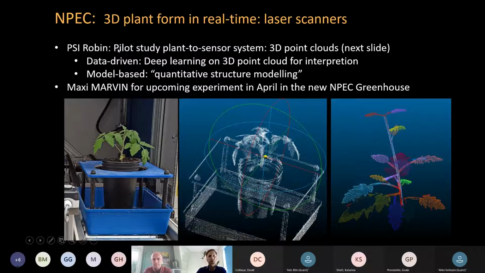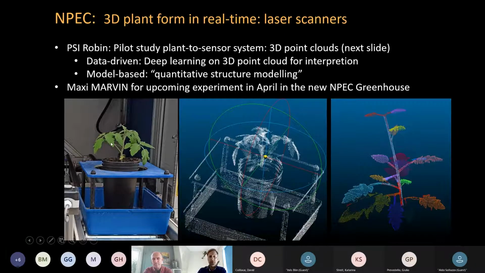So 2 years ago, we already bought a phenotyping system, which we call, and I think everything should have a name, the PSI Robin, which is a pilot device to study this plant to sensor approach. So we can generate 3D point clouds like this one. And in this way, we can also introduce this digital phenotyping to our own community, actually. And this is where we have started.